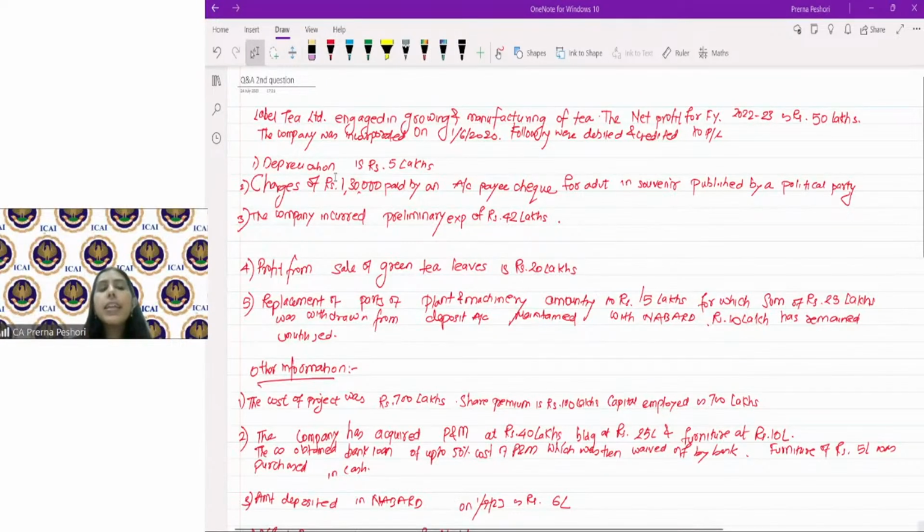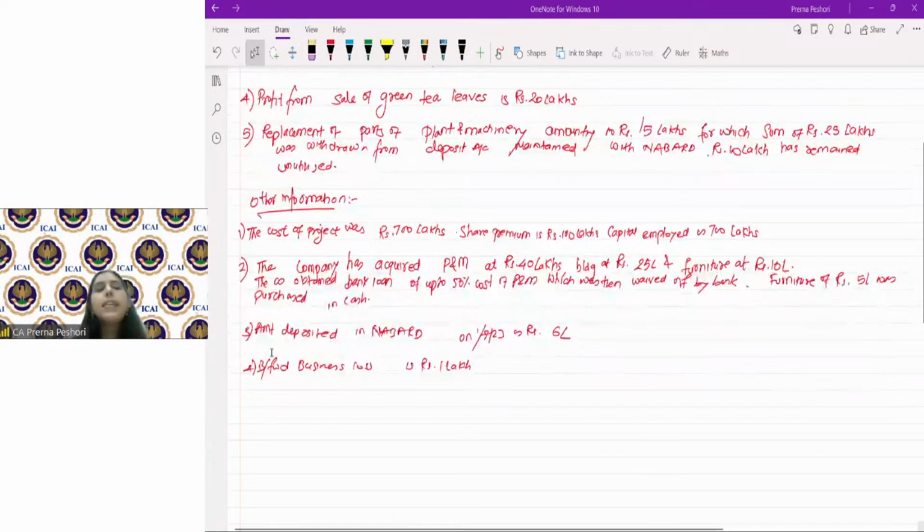Profit from sale of green tea leaves is 20 lakh. Replacement of the parts of plant and machinery amounting to rupees 15 lakh, for which a sum of rupees 25 lakh was withdrawn from the deposit account maintained with NABARD. Rupees 10 lakh has remained unutilized. Other information: the cost of the project is 700 lakh. Share premium is 100 lakhs. Capital employed is 700 lakh.